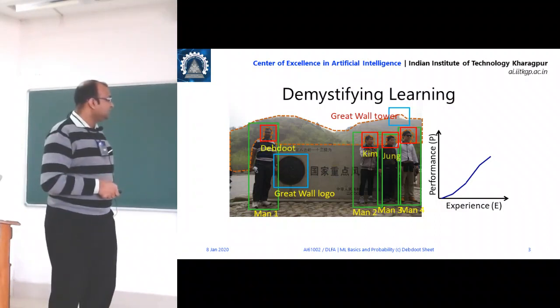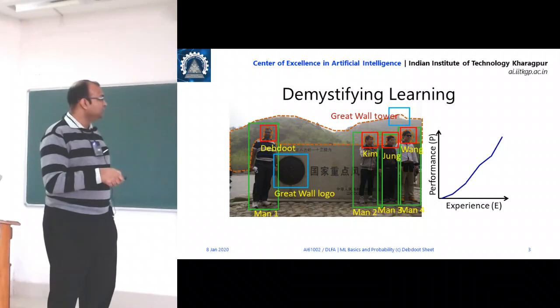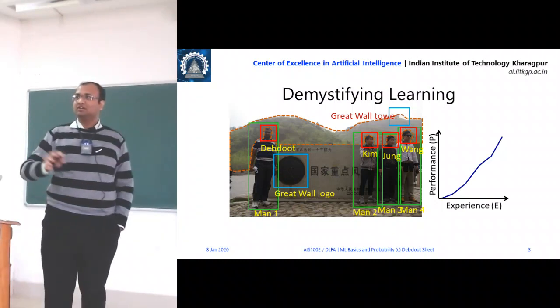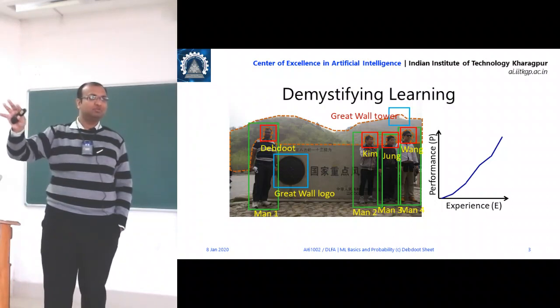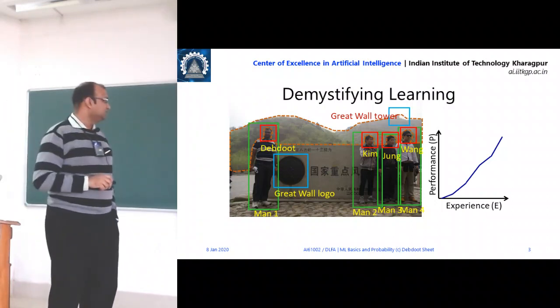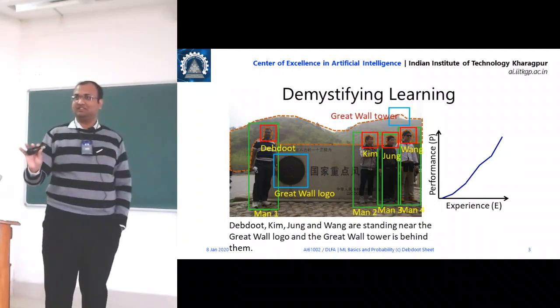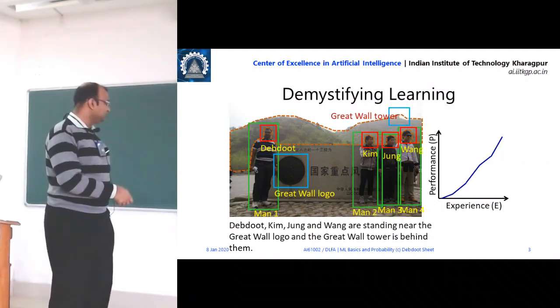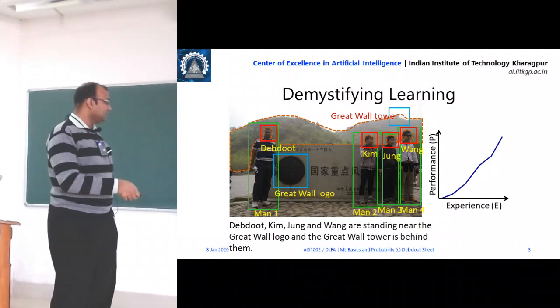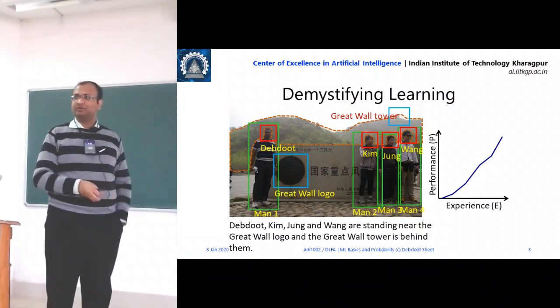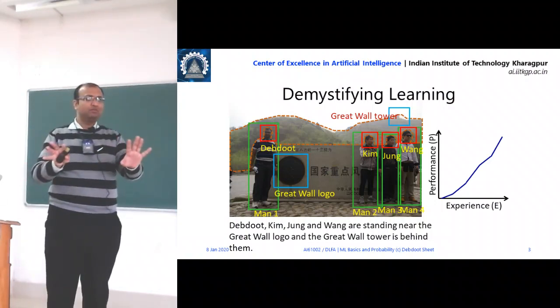And then it recognizes these human faces and figures out that if there is a crowdsourced repository from where I can match faces, then I am able to identify who that person is. Now that I am able to do that, I will be able to synthesize a sentence. And pretty much the sentence says that Debdoot, Kim, Jung and Wang are standing near the Great Wall logo, and the Great Wall Tower is behind them. That pretty much summarizes the primary content of this scene.